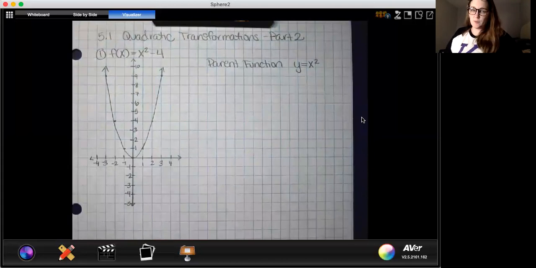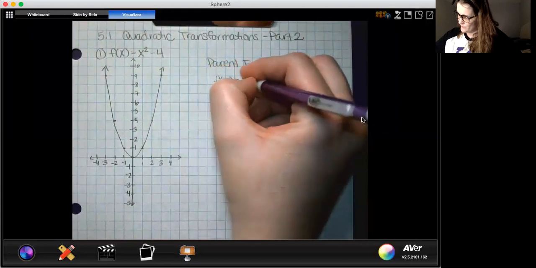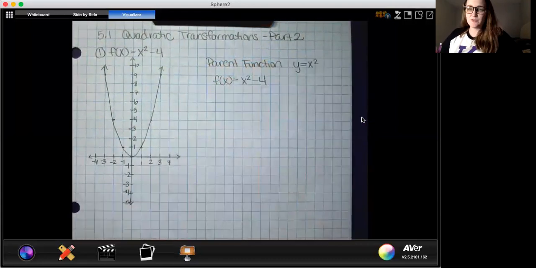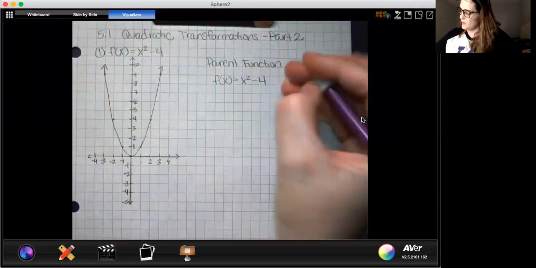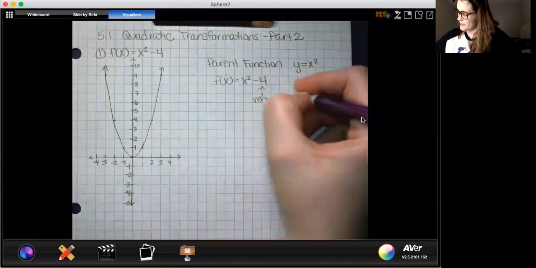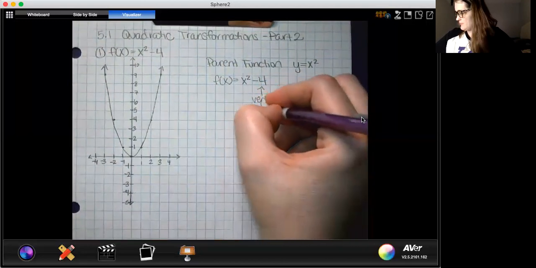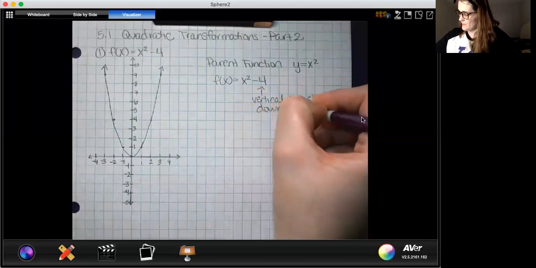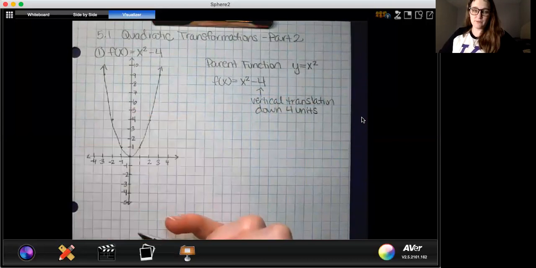Now, to look at the transformation being made on this graph, we have to think back to our lesson yesterday. So to know, what does the minus 4 mean in reference to my graph? Well, in reference to my graph, this means we have a vertical translation down 4 units. So how will that look? That means every single point is going to go down 4 units from my parent function.